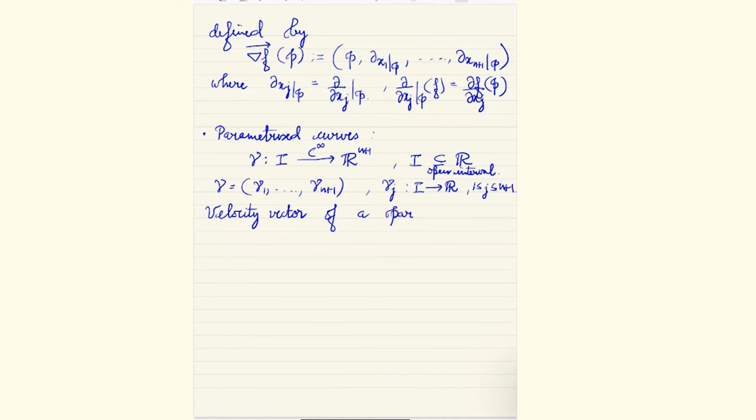So take a parameterized curve, at a time, let's call it t naught in I. Maybe it's good to write these things: a parameterized curve gamma from I to R^(n+1), at a time t naught in I. We call the parameter in I the time parameter because, as you think of a particle moving along, the motion is with time.